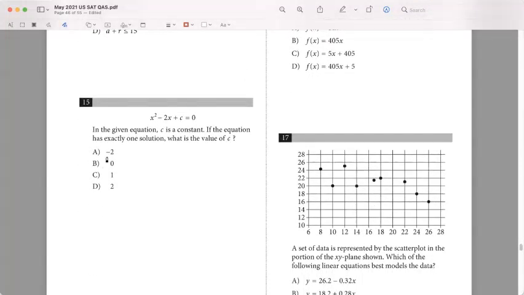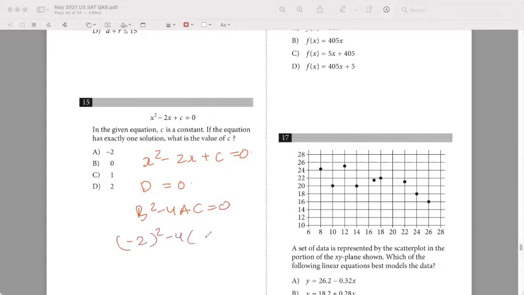Question 15. In the given equation, c is the constant. If the equation has exactly one solution, what is the value of c? So we know that x squared minus 2x plus c equals 0. For this equation to have one solution only, the discriminant should be 0. The discriminant is b squared minus 4ac. B is minus 2, whole squared, minus 4, a is 1 and c is c. So 4 minus 4c is 0. So 4c is 4, or c is 1.